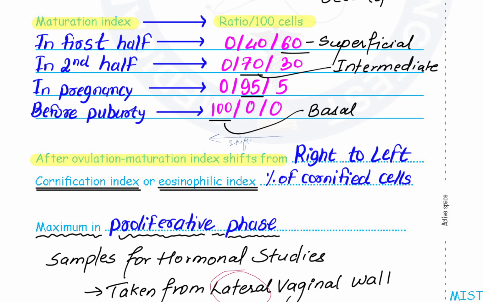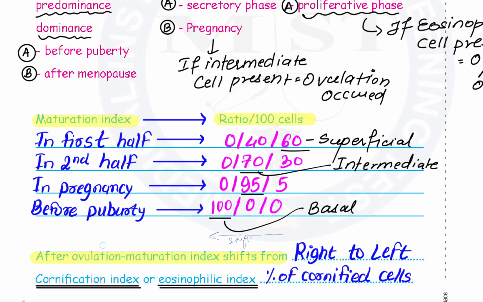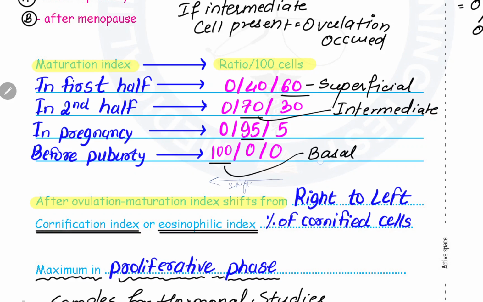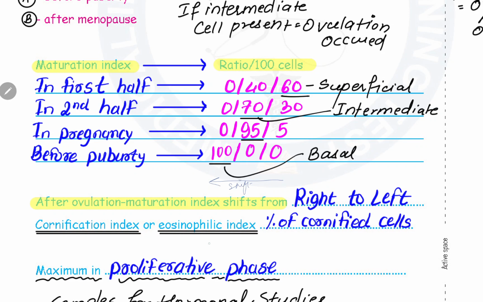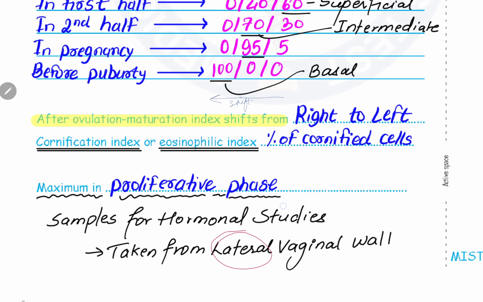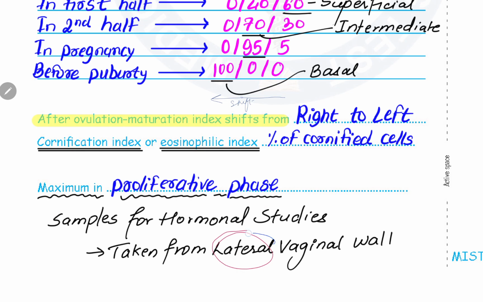After ovulation, maturation index shifts from right to left. Right to left, because right is what? This is the rightmost, right? Superficial. So after ovulation, the basophilic cell is increasing, so it shifts from right to left. Cornification index or eosinophilic index is the percentage of cornified cells. That's a quantification index. Now it is maximum in proliferative phase, that also we know. Samples for hormonal studies are taken from the lateral vaginal wall.